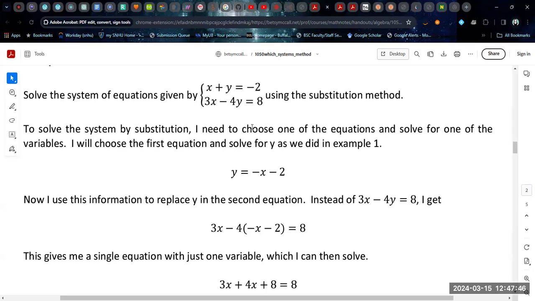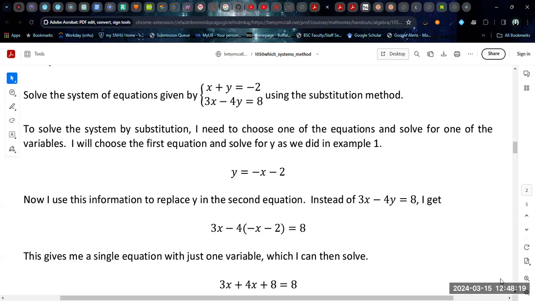So the strategy for this kind of thing, again, my main recommendation would be if one of your equations has a variable where the coefficient is 1 or -1, then that would be a good problem to use substitution on. And so that's what we have here. So I'm going to take this first equation and solve it for y. So step 1 is the same thing we saw in the previous graphing step. We move x over and we get y equals -x minus 2.